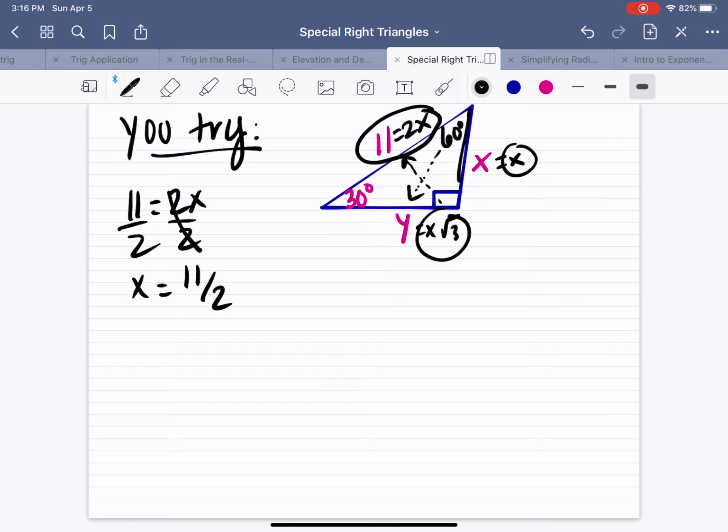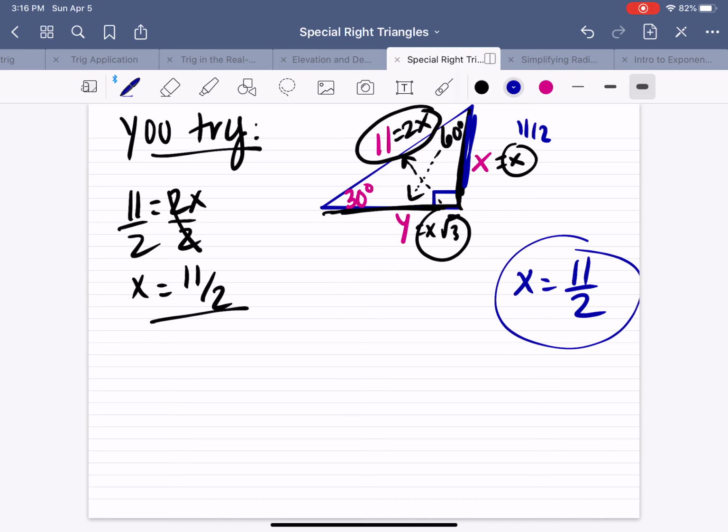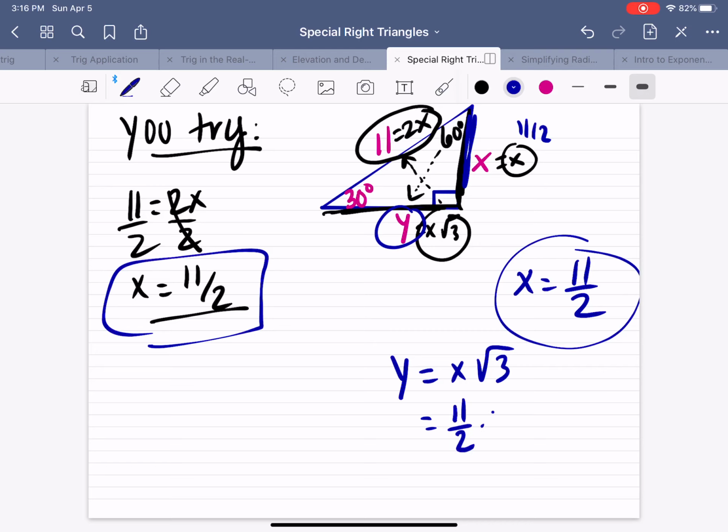Remember, we're trying to find the measurement of this side and this side. Let's plug in this x value to help us get our answer. If we plug in the x value here, we know that x equals 11 over 2. So that right there is our missing side. That's half of our answer. Let's find the y value now. According to what we labeled, y equals x root 3. If we plug in the x value, you get 11 over 2 times root 3. So the y value is equal to 11 root 3 over 2. Nothing simplifies, so you are done.